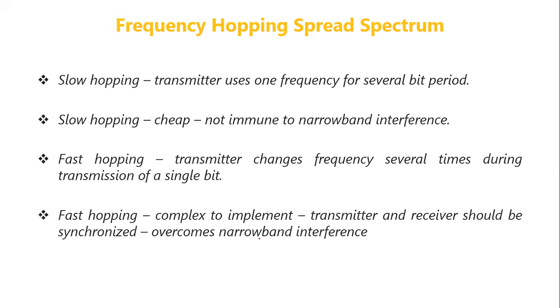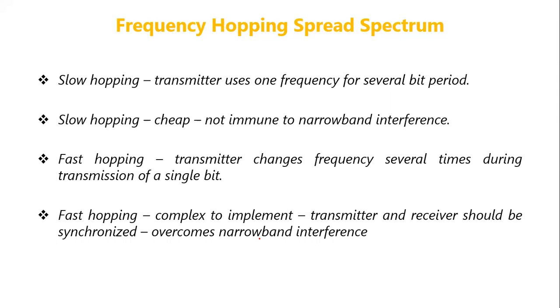So fast hopping spread spectrum is actually a little complex to implement, and also here the receiver and the sender should be synchronized. The receiver and the sender should be perfectly synchronized. But the advantage of this technique is it overcomes the narrowband interference problem to a larger extent.